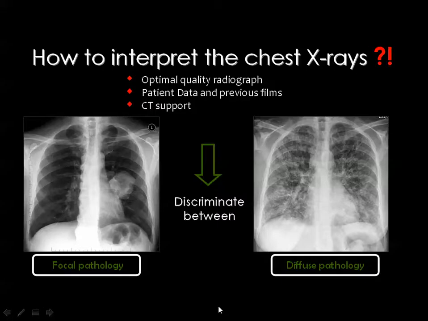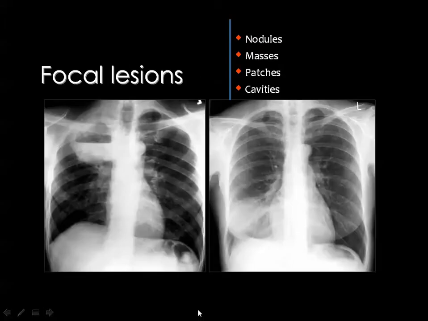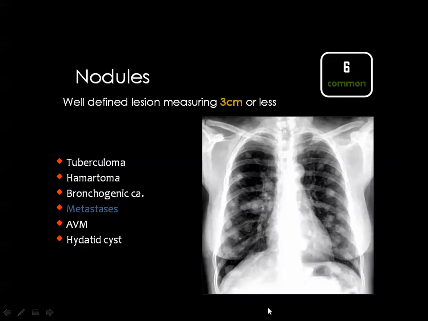Then, if you decided that you are dealing with a focal lung lesion, what are the possibilities? There are four: the nodule, the mass, the patch, and the cavity. The nodule is a well-defined lesion less than 3 centimeters in diameter. The mass is a well-defined lesion more than 3 centimeters in diameter. The patch is an ill-defined lesion containing air bronchogram, and the cavity is a well-defined lesion totally or partially containing air.